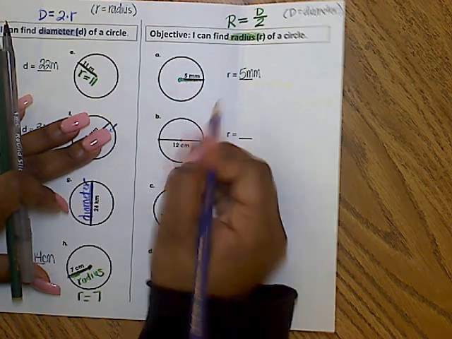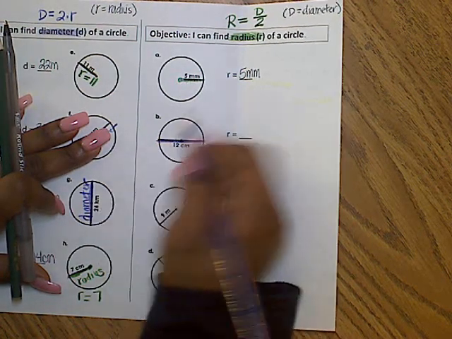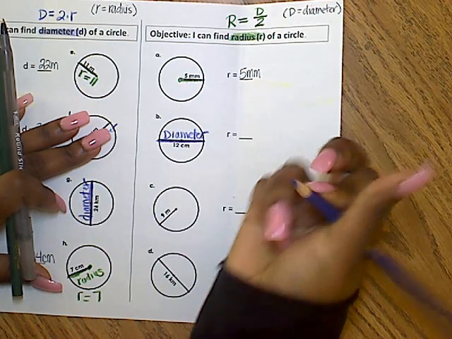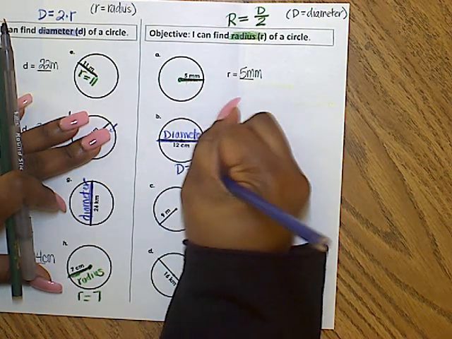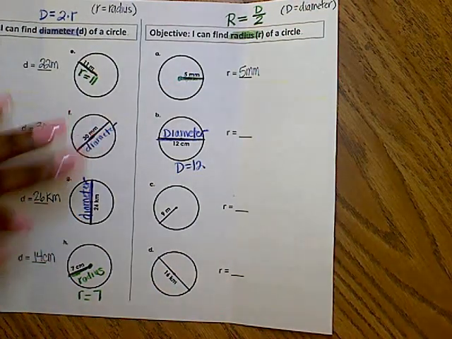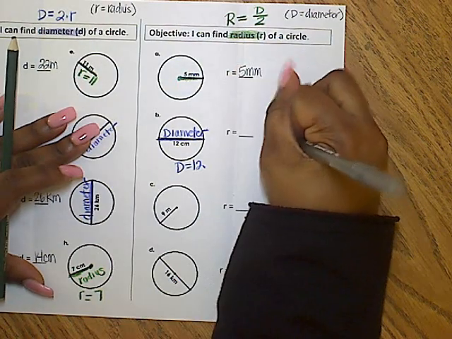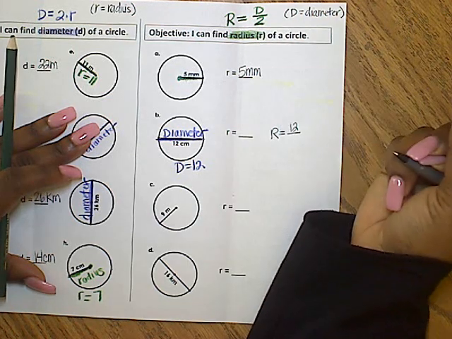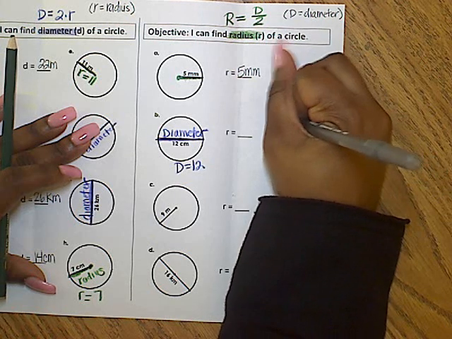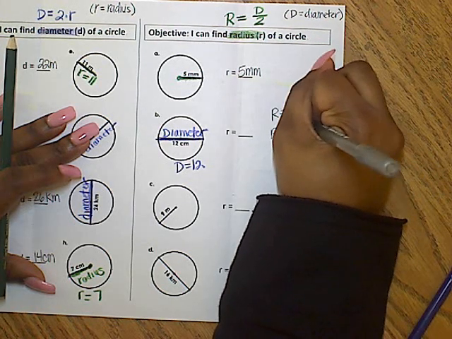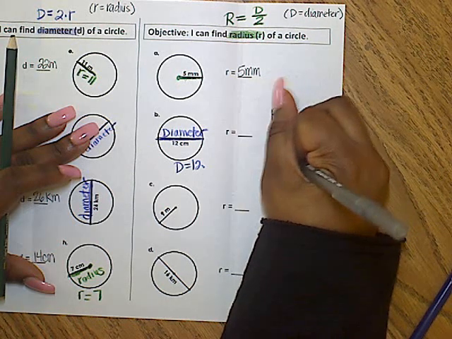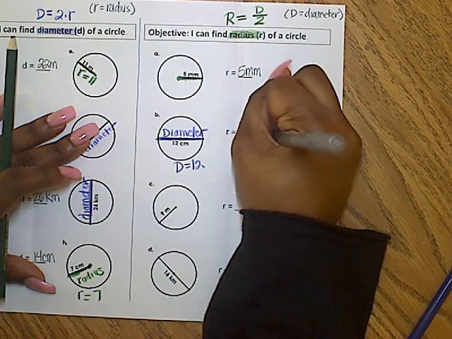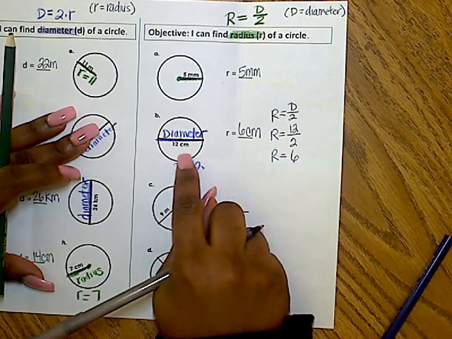The second one goes all the way across. So when it goes all the way across, it is your diameter. So therefore, we know D equals 12, but we're not looking for diameter, we're looking for radius. So we're going to write our formula. R equals 12 divided by 2, because we want to always write our formula first, D over 2. And so you have R equals 6, but we want to make sure you put our unit, so 6 centimeters. So remember, 6 is half of 12. So we know that's our radius.